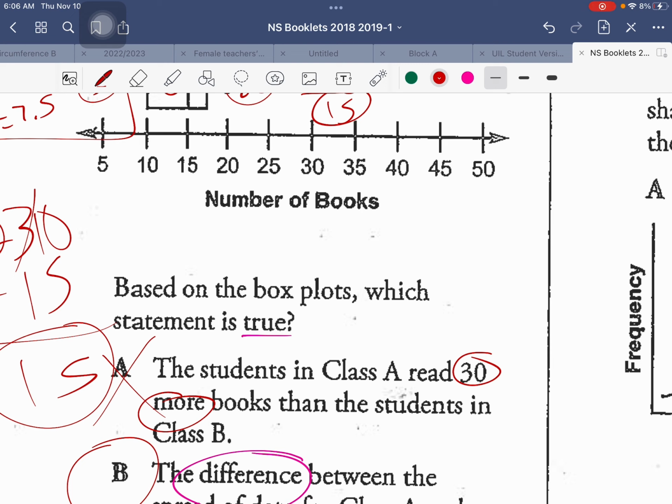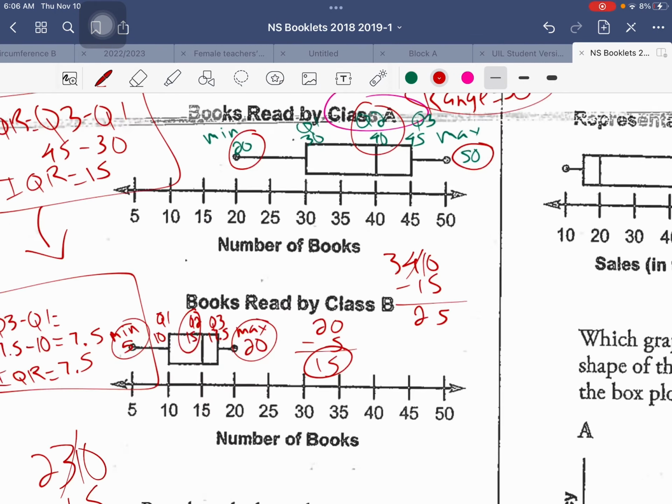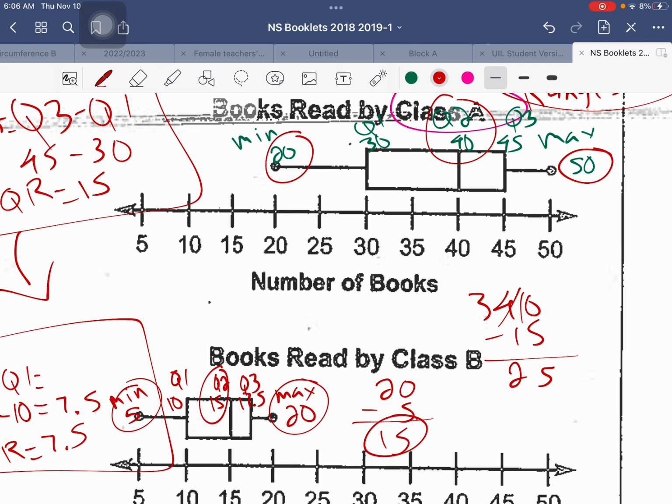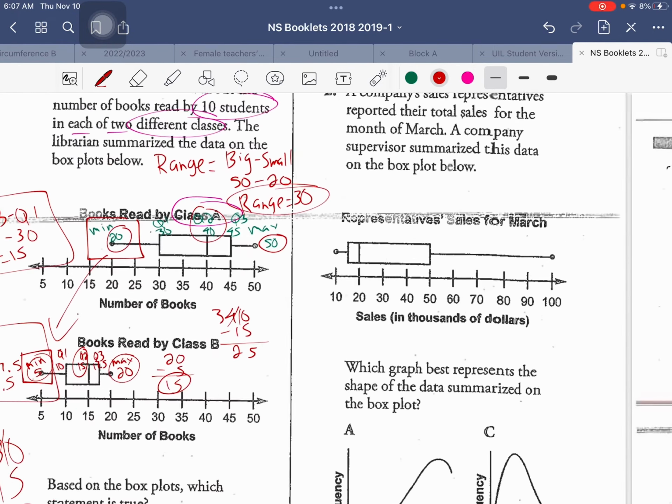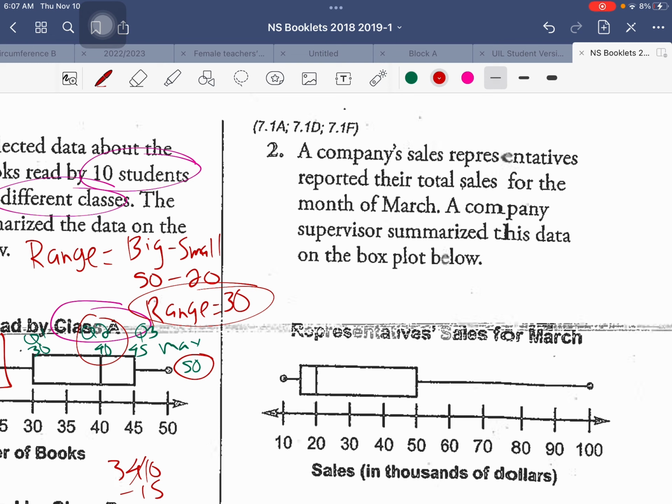Now, A, the students in Class A read 30 more books than the students in Class B. Now, they're saying each one read 30 more than Class B. Well, not necessarily, because the one that read the minimum only read 20, and the one over here read 5. So that's 15 more, not 30 more, right? So not necessarily for all the students.